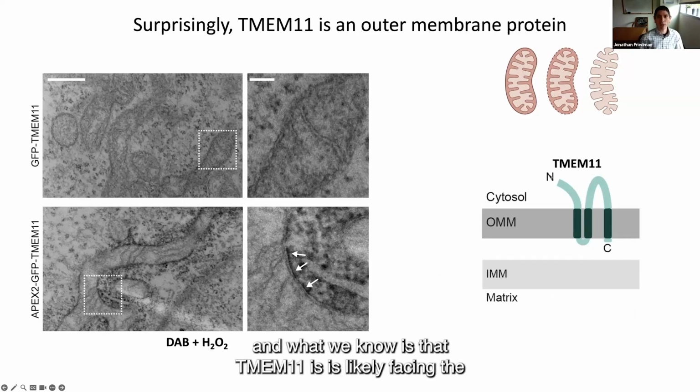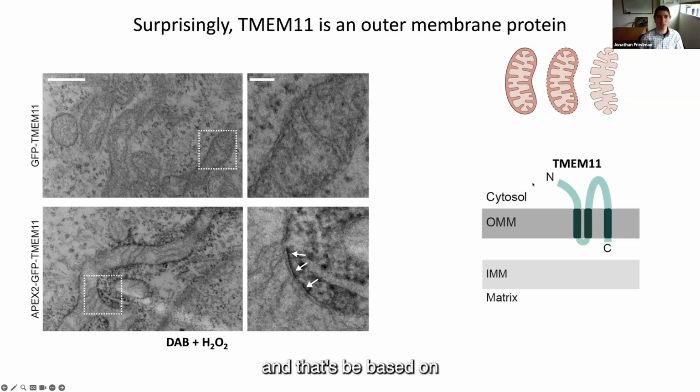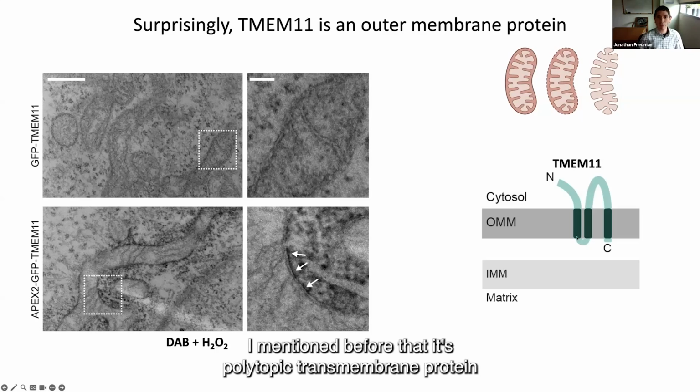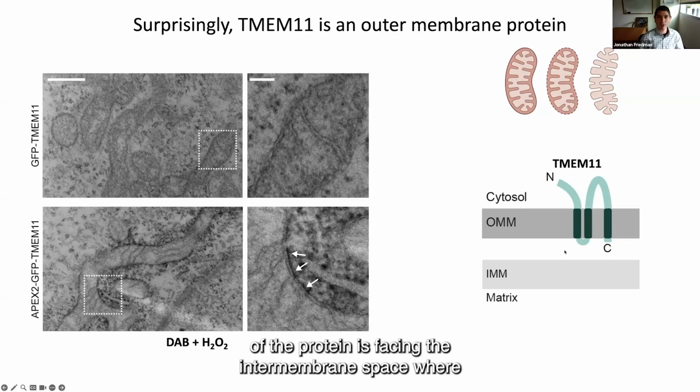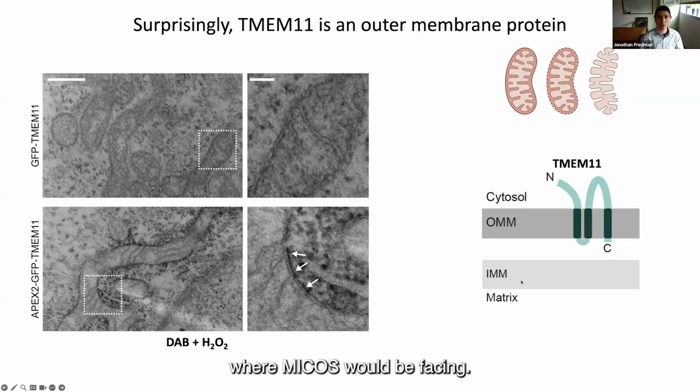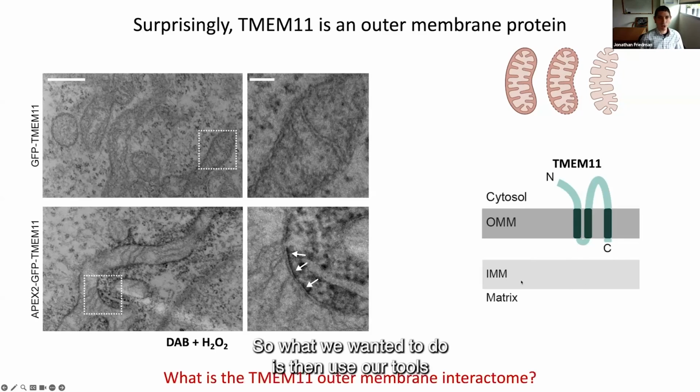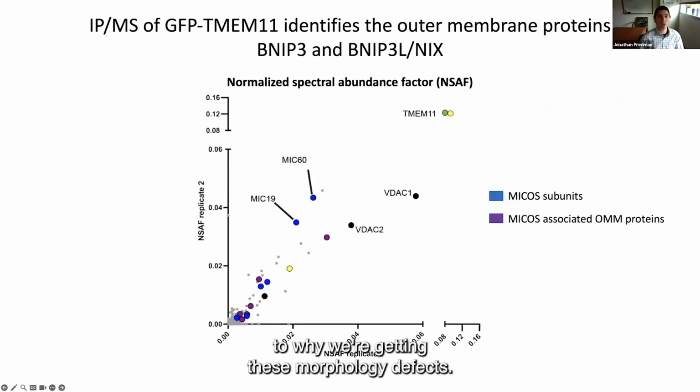And what we know is that TMEM11 is likely facing the cytosol with its N-terminus, and that's based on where the APEX labeling was giving this precipitate. I mentioned before that it's a polytopic transmembrane protein, and in fact very little of the protein is facing the intermembrane space where MICOS would be facing. So what we wanted to do is then use the tools that we generated to ask, what's TMEM11 interacting with in the outer membrane, and could that be giving us a clue to why we're getting these morphology defects?